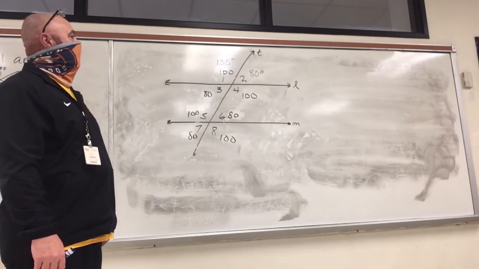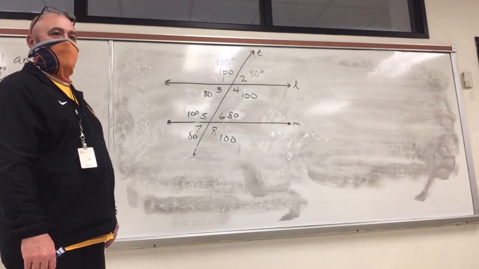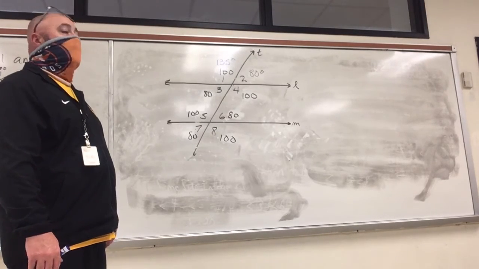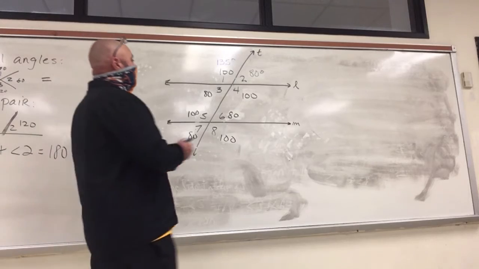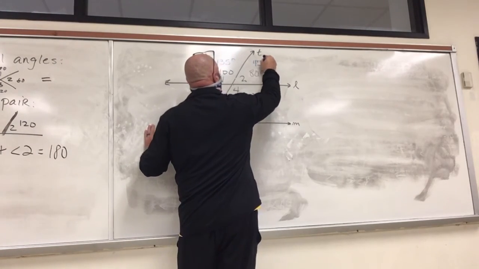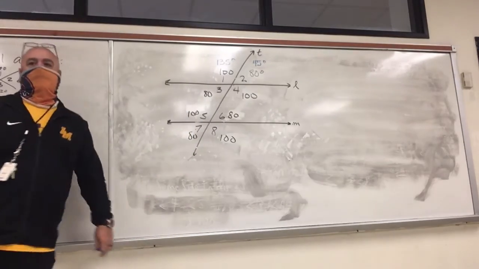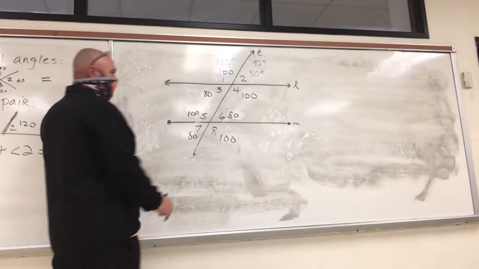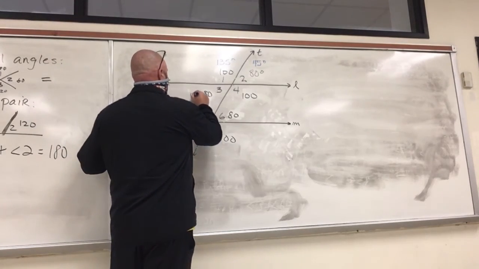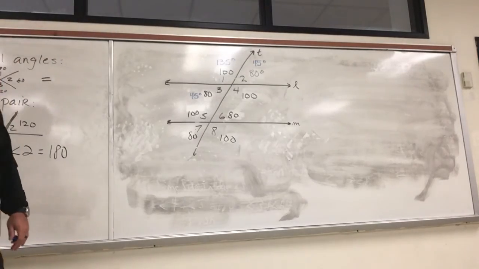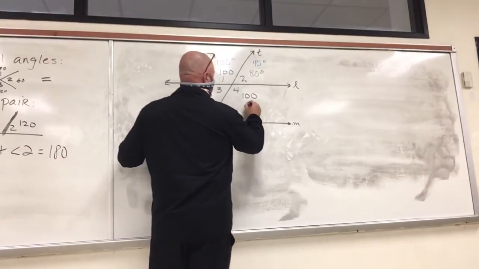4 is 100? 45. Wait, so angle 2 is either 180 or 130? 45 for 2. Why? Because 180 minus 135 is 45. Very good. Okay, next one. 3 is going to be 45? Yeah, you are correct. All right, next one. 4 is going to be 135. Very good.